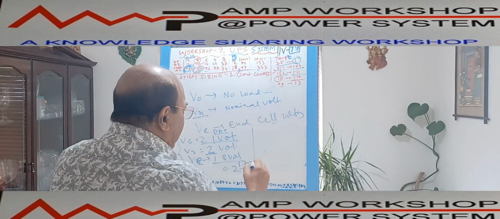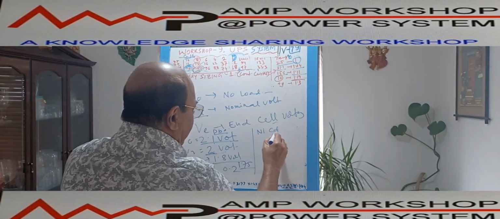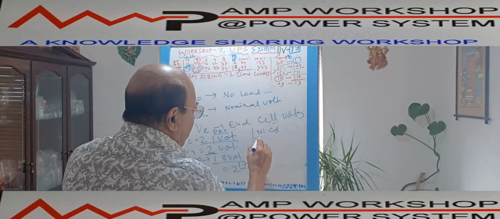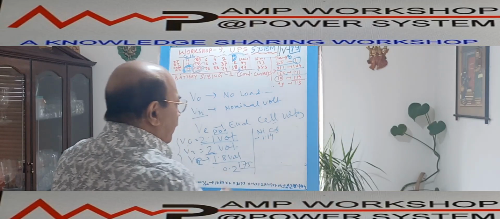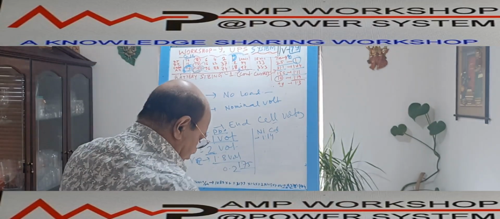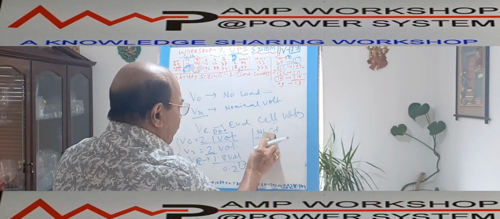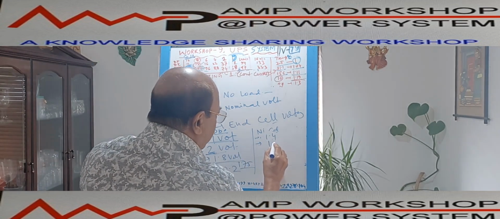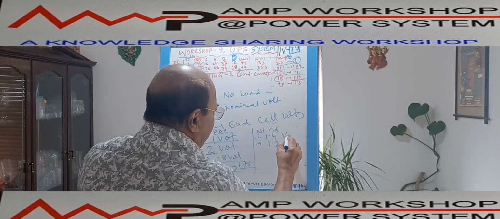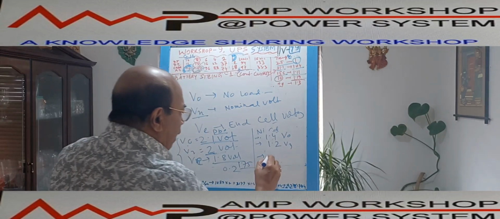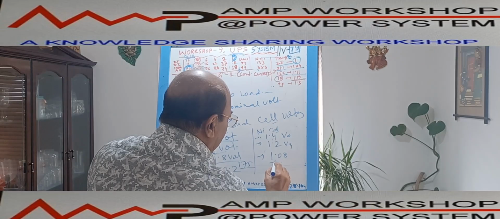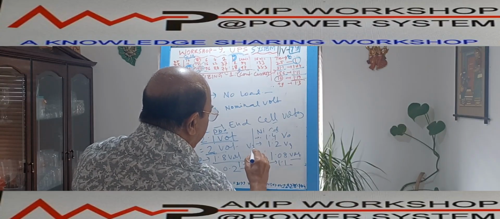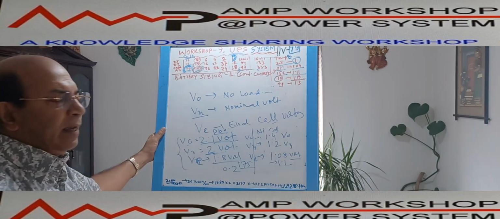But in the case of nickel cadmium battery, this characteristic is different. For nickel cadmium battery, the no load voltage is approximately 1.4 volt. When it is going to discharge, the nominal voltage will go to 1.2 volt. This is V0, this is Vn, and then we will allow discharge up to 1.08 volt or sometimes 1.1 volt. Up to this value we will allow to discharge. This will be VE, this will be Vn, and this will be V0. Like this is the nickel cadmium battery.